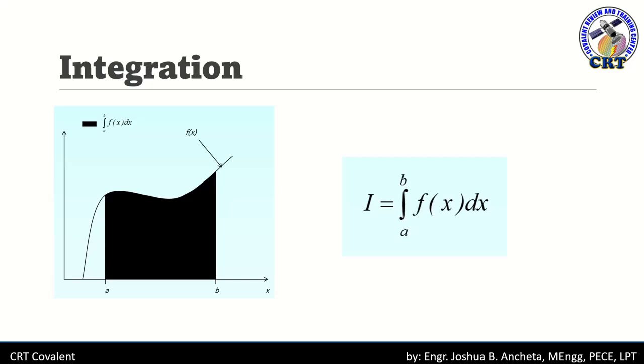So consider this illustration. For the integration of a certain function, let's say function of x, this is equivalent to the area under this curve. As illustrated here, the shaded or the black portion of the curve is equivalent to the area, and to solve this, we can use the integration. So the graph in the left can be represented by the integration of function of x dx with limits from a to b.